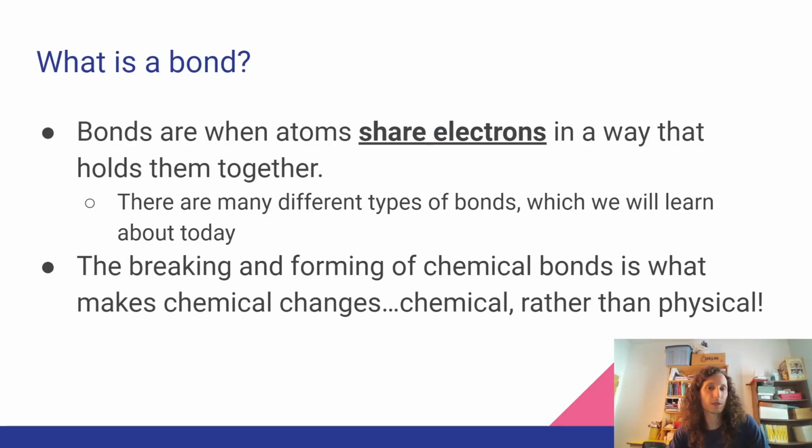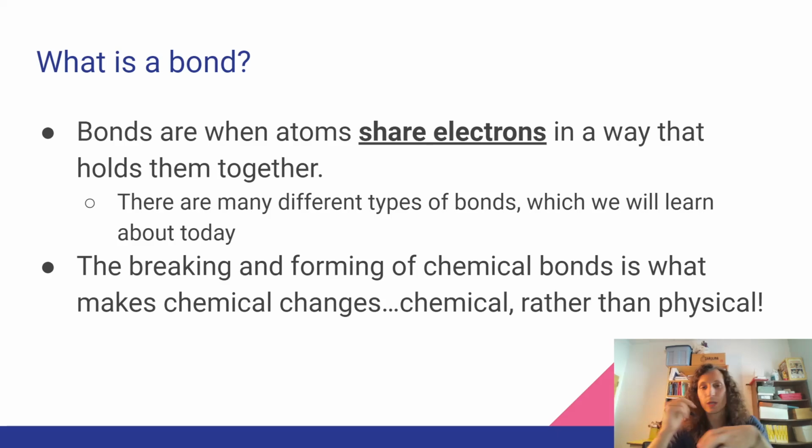So when we talk about bonds, we're talking about the sharing of electrons. Remember, sharing is caring. And these electrons, when shared between atoms, hold them together. There are lots of different types of bonds. We're going to talk about the three main categories today.